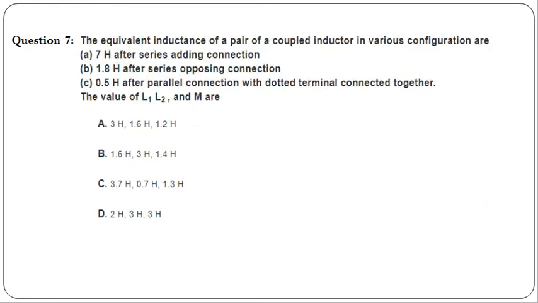Now the next question is: the equivalent inductance of a pair of coupled inductors in various configurations are given. So it means we are having two coupled inductors. First, we are getting 7 Henry after the series adding connection. It means in the first part it is given that both the inductors are connected in series. Suppose the inductance of the first coil is L1 and the second coil inductance is L2. Now question में given है कि series adding में, तो series में तो हमने connect कर दिया and they are having the adding connection, it means supporting.